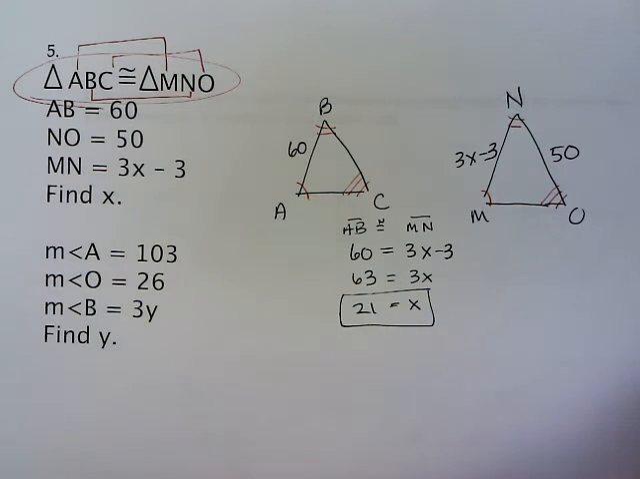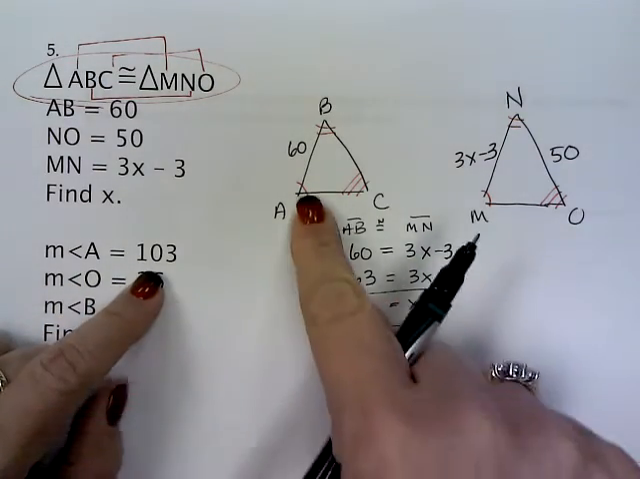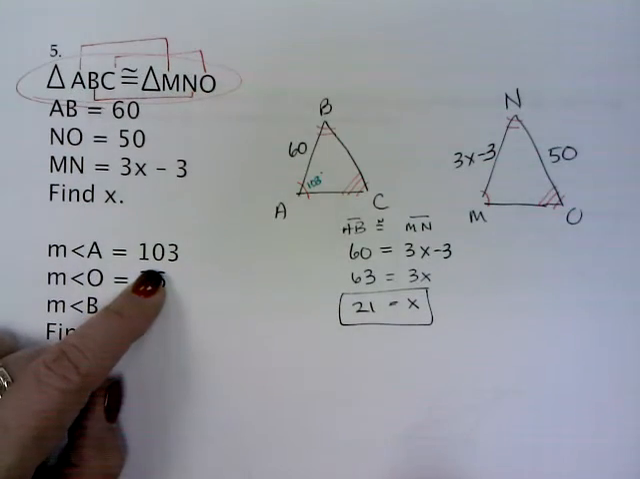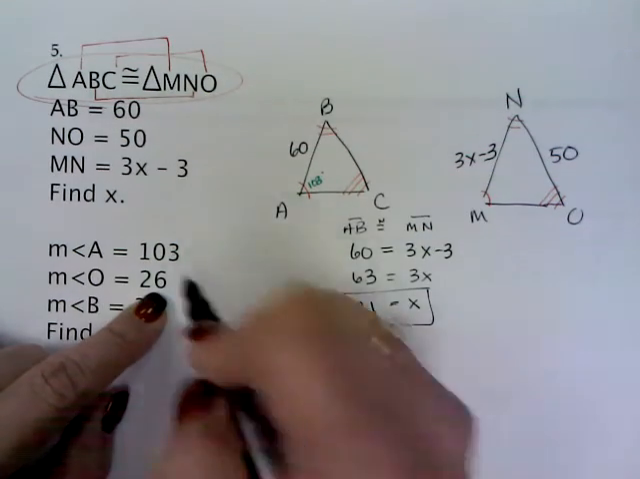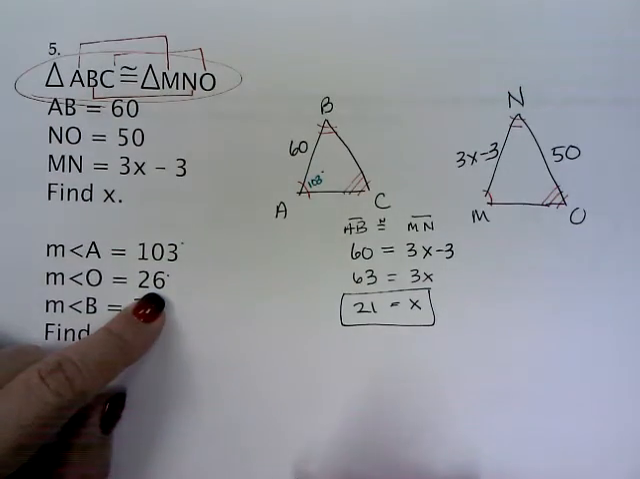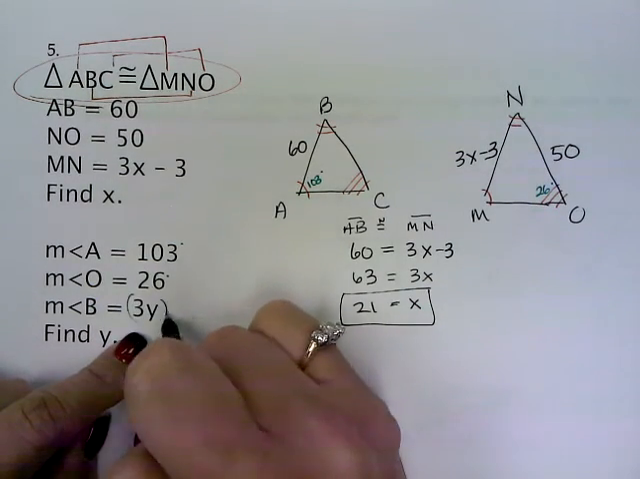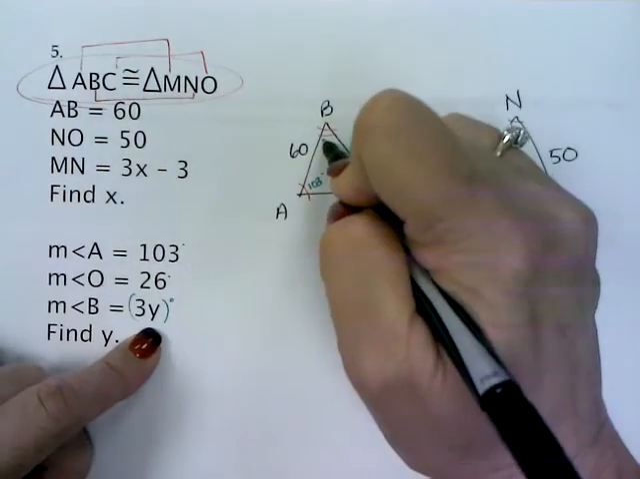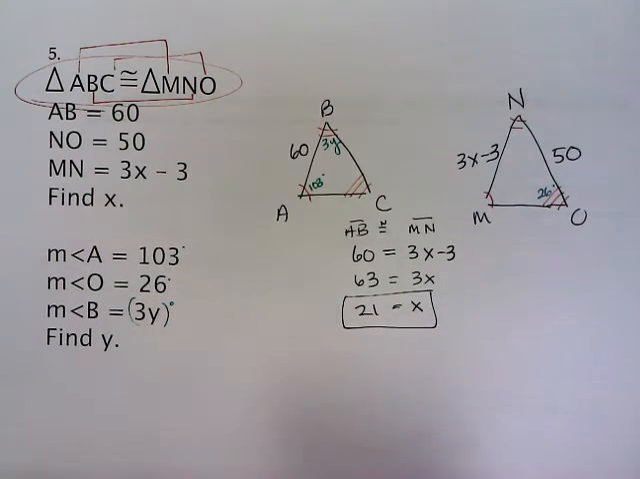Now we move to part B. Part B says, hey, let's find y. So I have the measure of angle A is 103 degrees. That goes inside. It is a degreed measure. Angle O is 26. Well, it's actually degrees. So angle O is 26 degrees. Let's put the degrees on. Angle B is 3y. And it says, okay, find me some y.